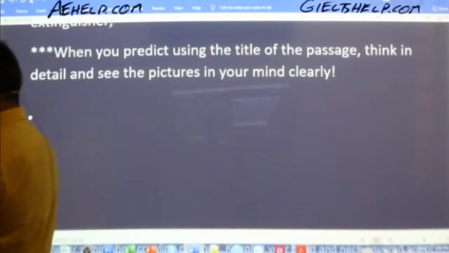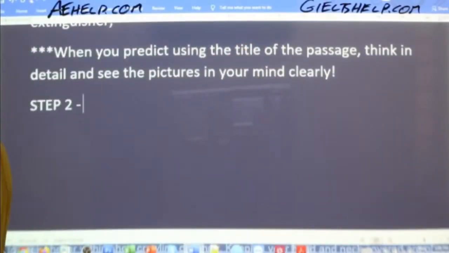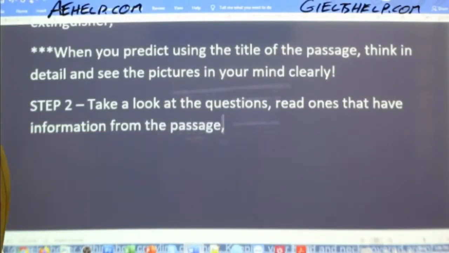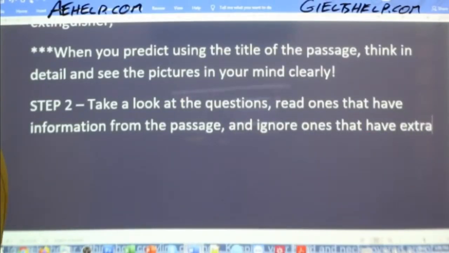And then step 2, take a look at the questions. Read ones that have information from the passage and ignore ones that have extra and false information. Okay, so that's your next step.